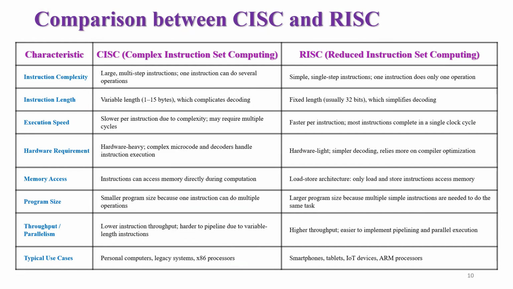Now let us compare them side by side. CISC: variable length instructions, multi-cycle execution, complex hardware, compact programs. RISC: fixed length instructions, single cycle execution, simpler hardware, more instructions but faster throughput. So the key difference is that CISC shifts complexity to hardware, whereas RISC shifts complexity to the software, that is exactly the compilers. And each approach makes sense in a different context.